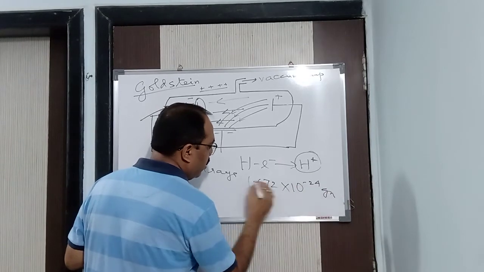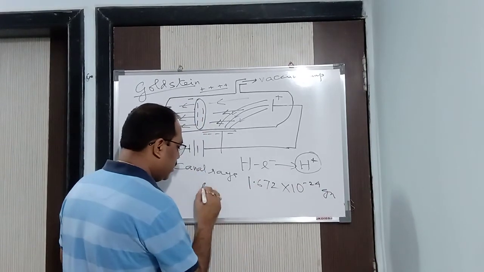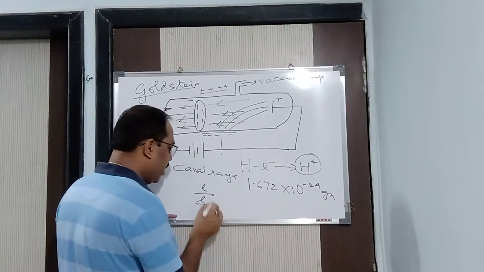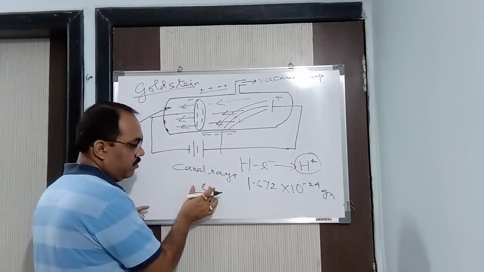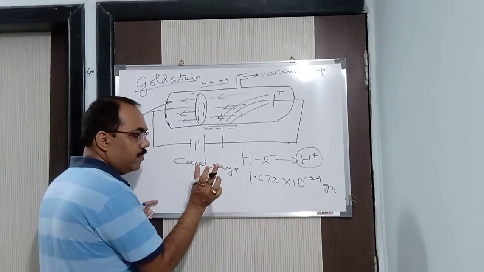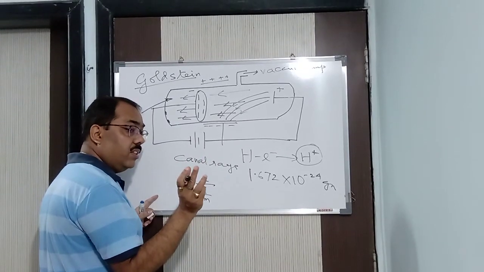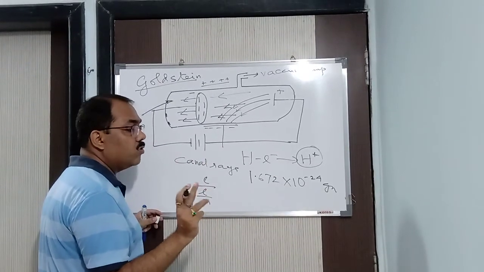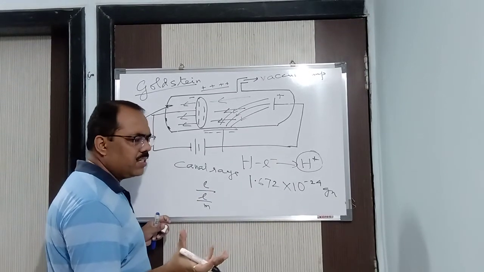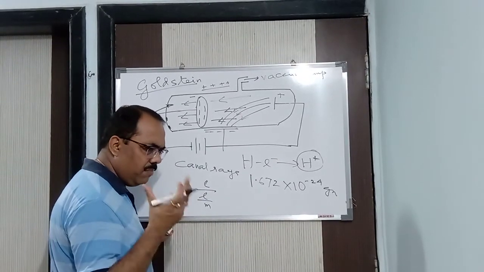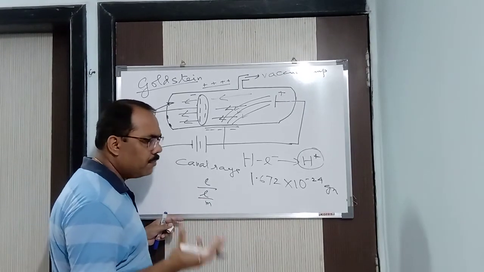How do we find it out? Same method, that is E divided by E by M. Here the value of E by M is different. Alright, the charge is the same. Charge is the same because, as I said in the beginning itself, Goldstein was knowing that an atom is electrically neutral because it contains the same number of positively charged particles.